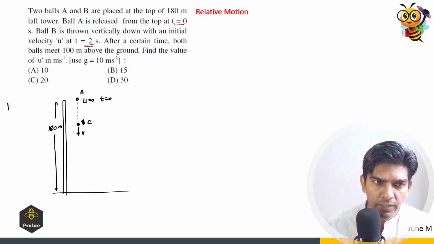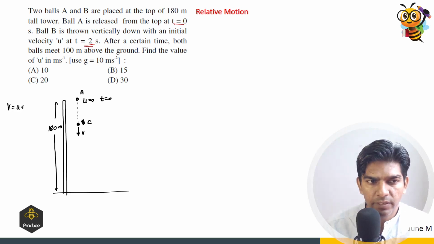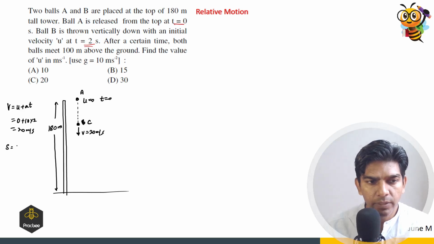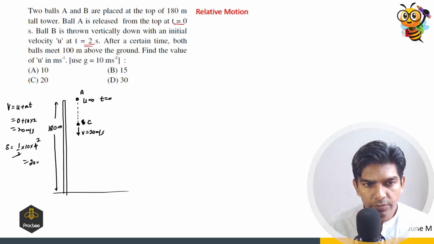So we can say V is equal to u plus at. So u is 0, a is 10, and t is 2. So that will be 20 meters per second. Now what is the displacement? The displacement will be half 10 t square, that is also 20 meters. So this displacement is 20 meters.